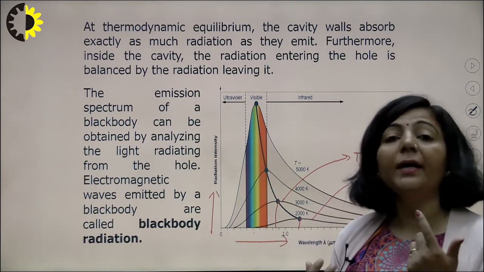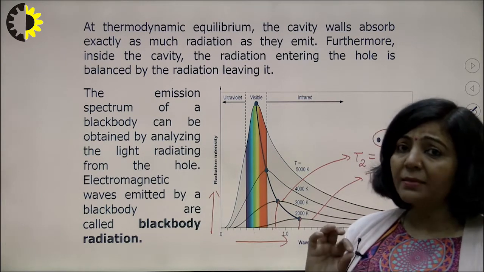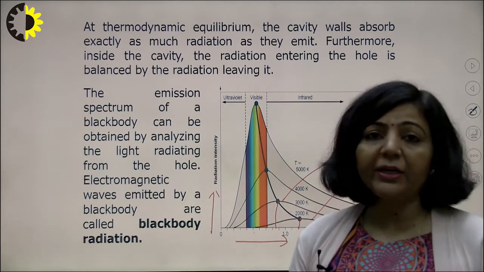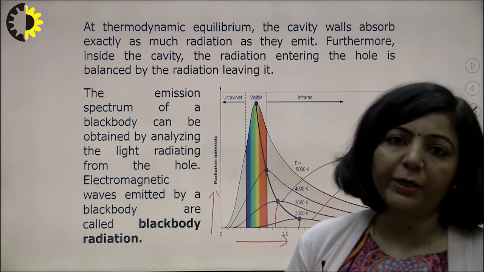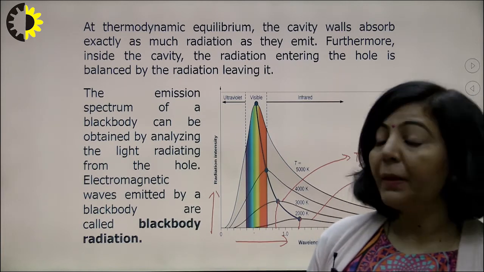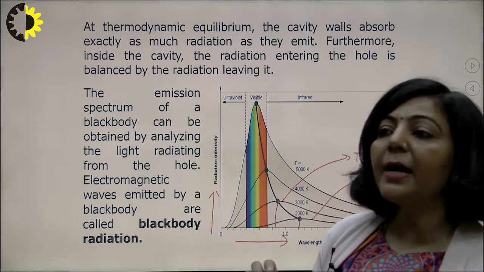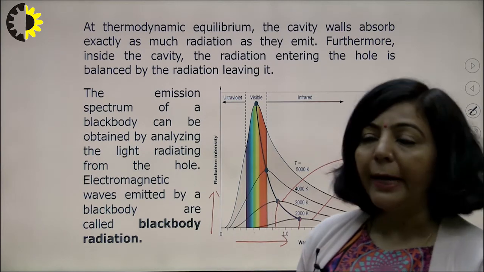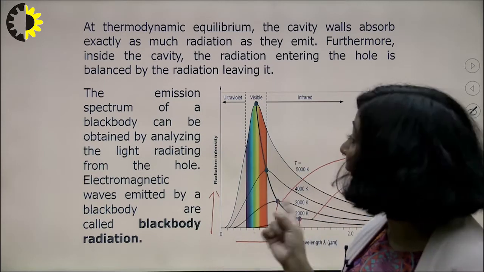Our eyes are not sensitive to infrared light. So you can feel that some radiations are coming from that object, but you are not able to see those radiations. And slowly, when you are increasing the temperature, a time will come when that object will start appearing red hot. It means that the red color is because of this lambda max.